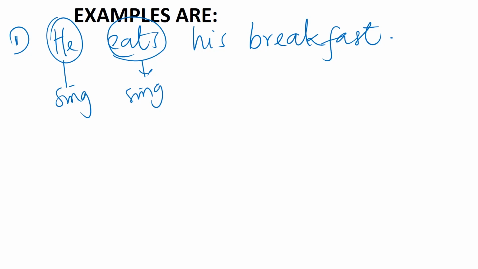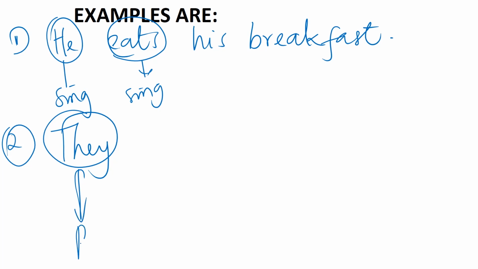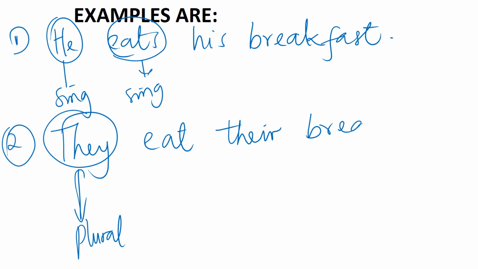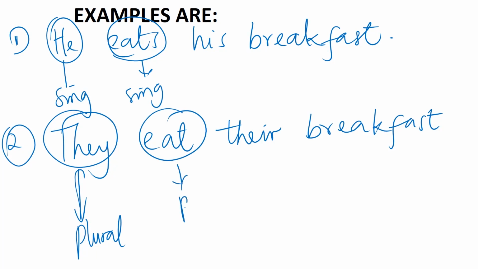What if we change he to they, more than one, to make it plural? What are we going to have? Is it they eats? Is this what we are going to have? No. Instead, we shall have they eat their breakfast. Eat is plural. This other it here is singular. So looking at these two examples, you discover that the singular subject goes with the singular verb, while the plural subject goes with the plural verb.